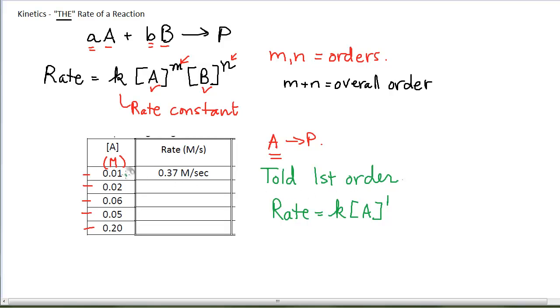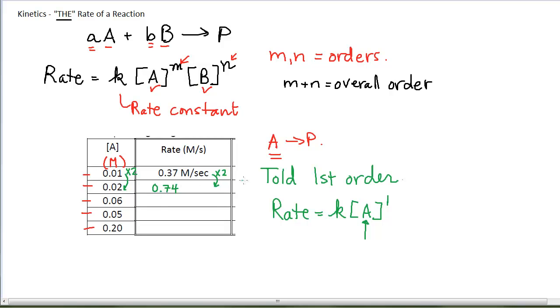That means if I change the concentration of A, as I did from trial 1 to trial 2 by doubling it, my concentration of A is now times 2. Numerically in this equation, I would now have twice the concentration of A, but it is to the first power, which means that the rate would also go by 2. That means that the rate of the reaction when my concentration is 0.02 should be 0.74 molarity per second.